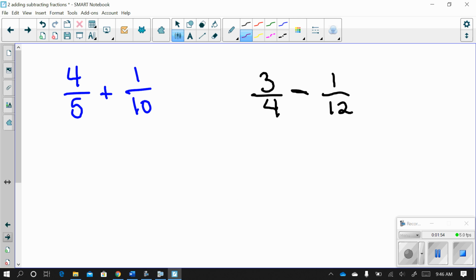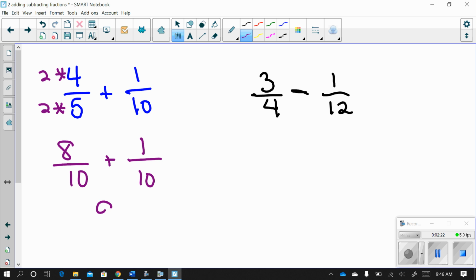Okay, your turn. Pause the video and try these two problems. The first problem, I've got to find my common denominator. If you think about your least common multiples, my common denominator is 10. So this one didn't change at all, so I keep it the same. How did I get from 5 to 10? Well, I multiplied by 2, so if I do it to the bottom, I've got to do it to the top. So that becomes 8. Finally, just add the numerators. 8 plus 1, 9/10. Pause the video, try the other one.